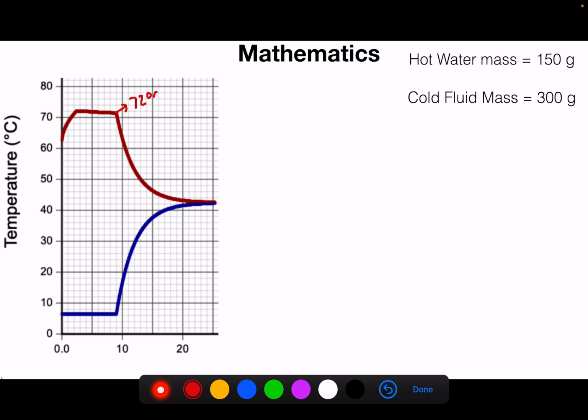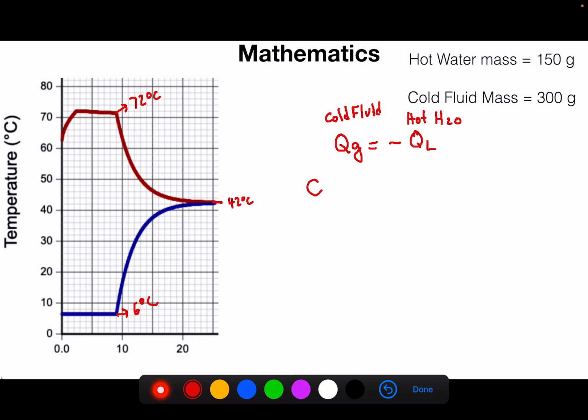So we have about 72 degrees Celsius. We have about 6 degrees Celsius. And they meet up right around 42 degrees Celsius. All right, so what you're going to do is say the heat gained is equal to the negative of the heat lost. Lost is going to be the hot water, so I'm going to write that right above. Gained is going to be from the cold fluid. The cold fluid is gaining the energy.